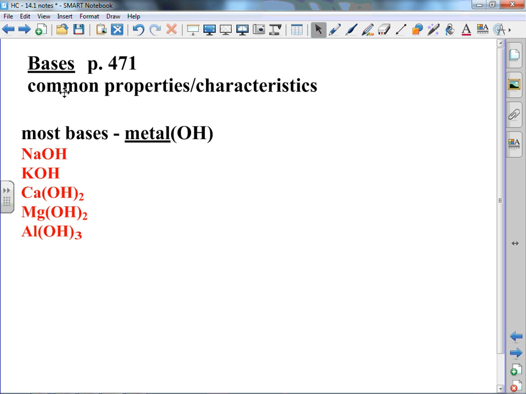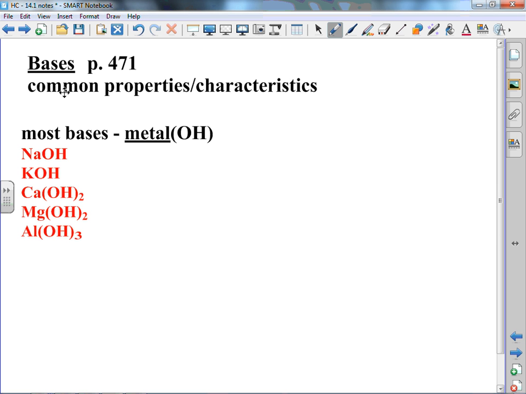So now we're going to go through the same thing about bases. On page 471, they talk about general properties and characteristics of bases. Some of them we are familiar with, some of them we're not. So again, if you're not familiar with some of them, make sure you're reading that section and you do become more familiar with them.